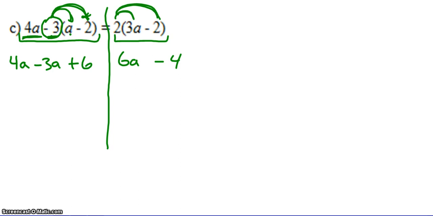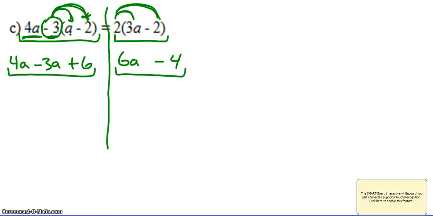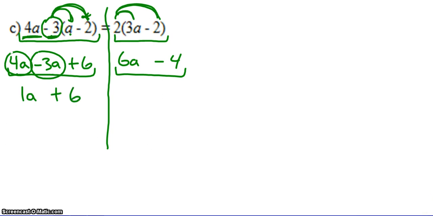Next, we should check for combining like terms. So again, just look at the left side and the right side as separate problems right now. So that we have a 4a and a negative 3a, we should be able to combine those. And 4a take away 3a would just be 1a, plus 6. Over here on the right side, nothing to combine, so just bring it down. 6a minus 4. All right, so we have simplified.